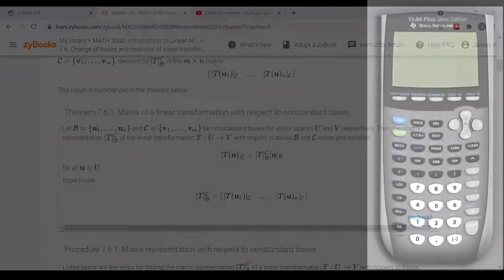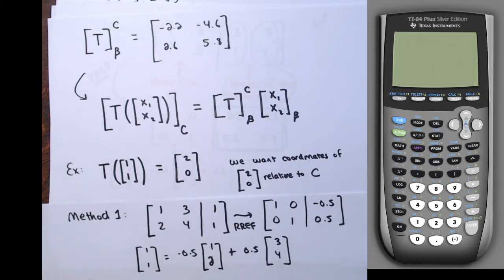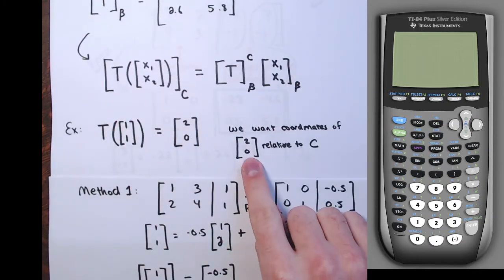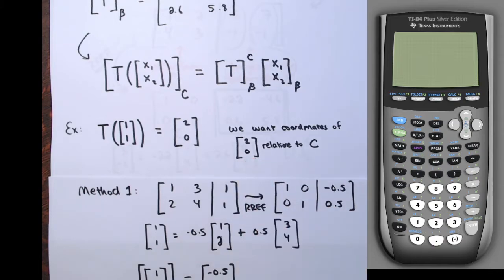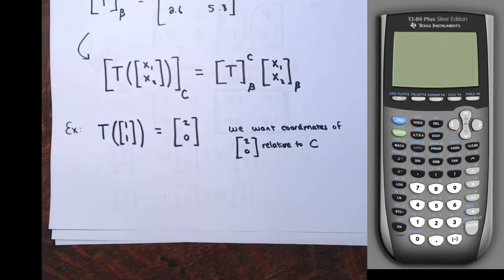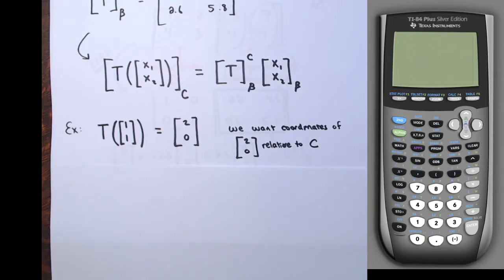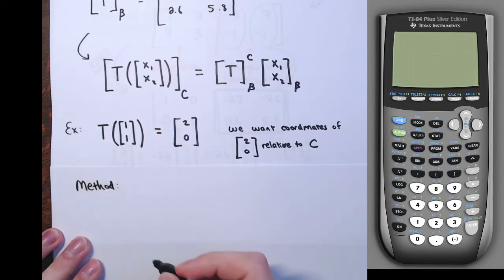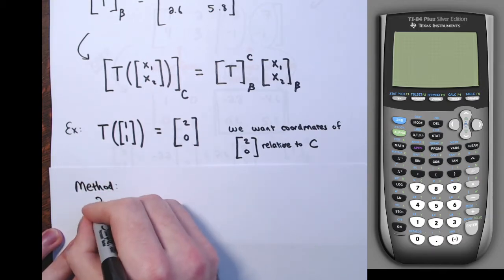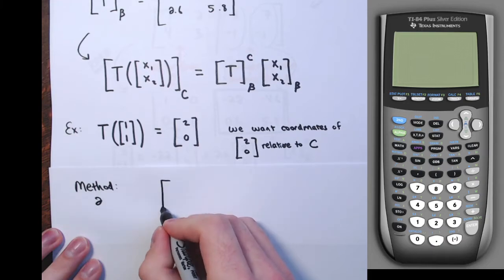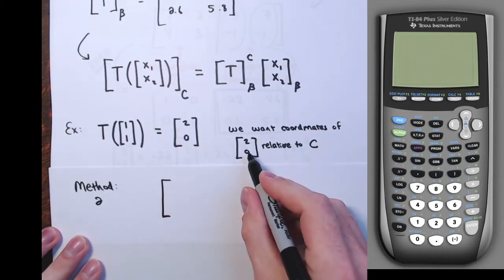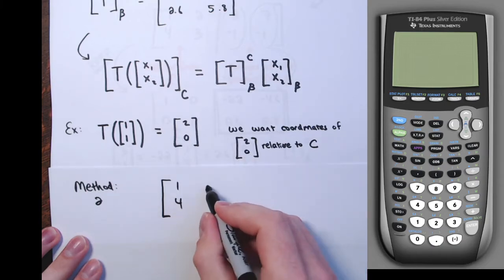Now, of course, you can always do it the other way. There is one way to find the coordinates. Now, if you want to find the coordinates of 2, 0 relative to C, let's call this method 2. And you can just do what I did to find the coordinates of 1, 1 relative to B. I want to know what linear combination of the C vectors make 2, 0. So remember, those C vectors are 1, 4, and 2, 3.